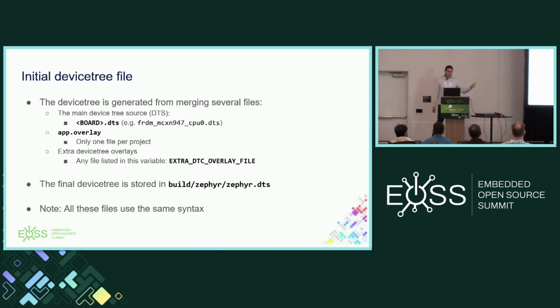So we have the initial device tree. By default, the initial device tree is based on the board.dts, which can be merged with other overlays like the app.overlay, and we can extend it like the Kconfig. We can extend it with an extra DTC overlay file, so another overlay that's also going to be merged into this device tree. The final one is going to be in zephyr.dts, and they all have the same syntax.